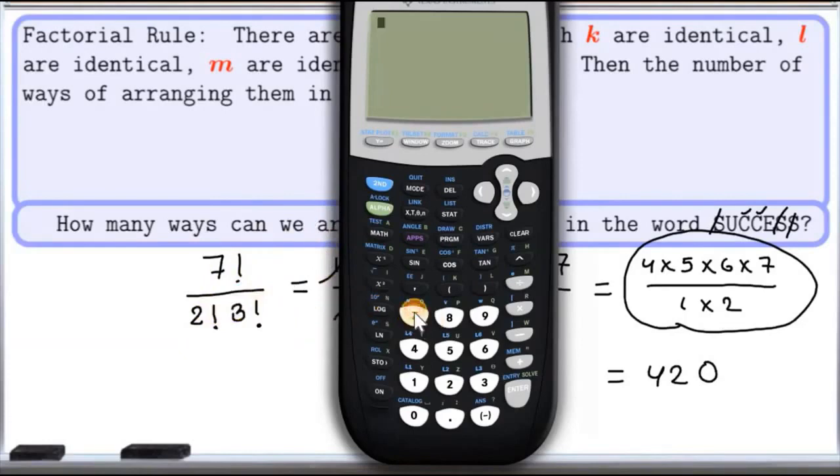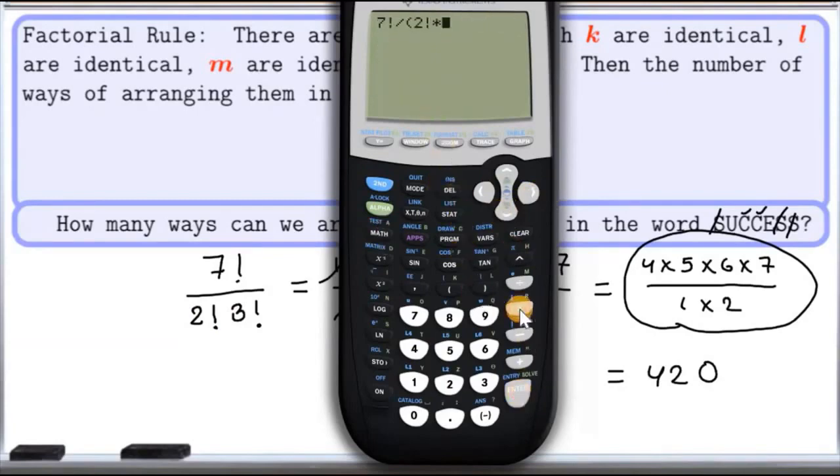For that, type 7, then go to math, then go to probability, then come down to number 4, then hit enter. Then type in divide, then put parentheses since there are 2 numbers in the denominator. So let's start with 2 first. Then we need 2 factorial, so type in 2, then go to math, then go to probability, then go to number 4, then hit enter.